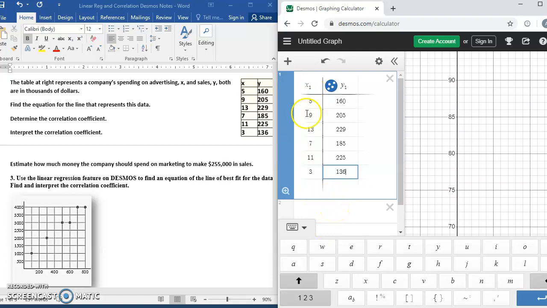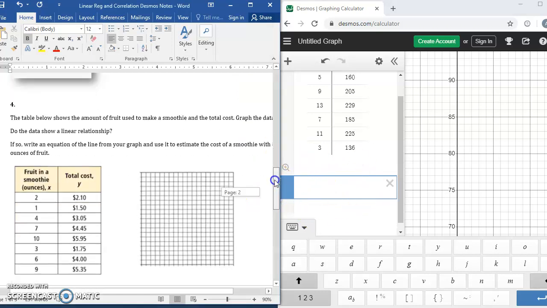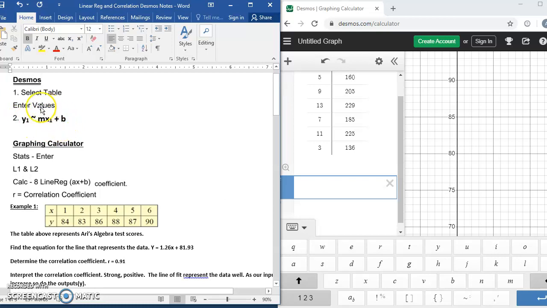So we've entered the table, we have our X1s and our Y1s. We also then need to enter our second part. So again, looking at those notes, we're going to enter that Y subscript 1 is approximately equal to M X subscript 1 plus B.